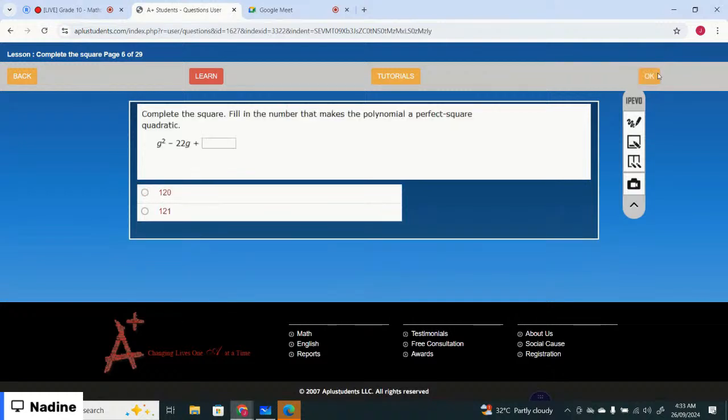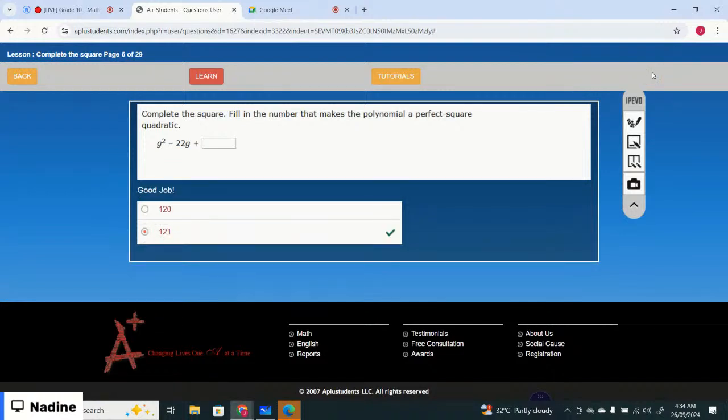The next one is g square minus 22g. So which is the correct option? g square minus 22g plus the missing number equals, that is 121. Option number 2 is the correct option.